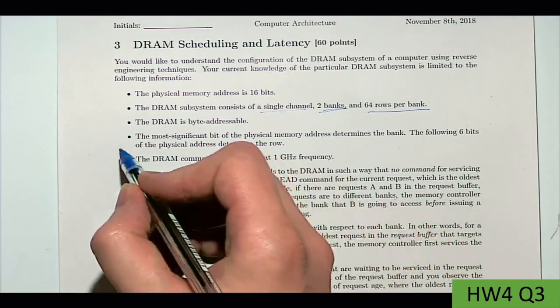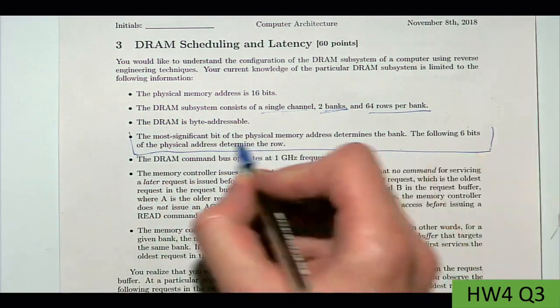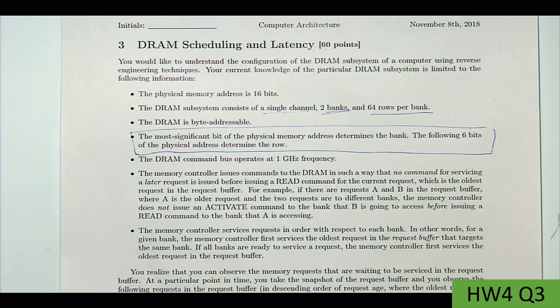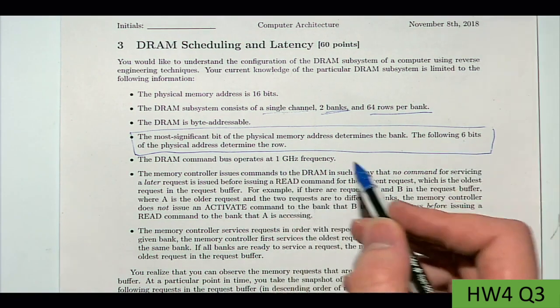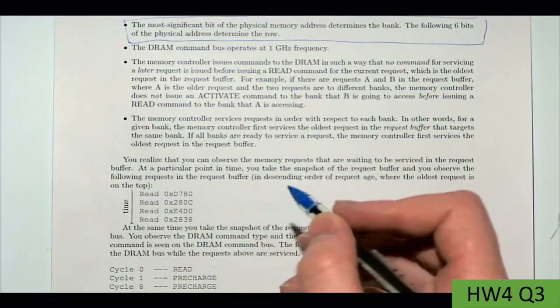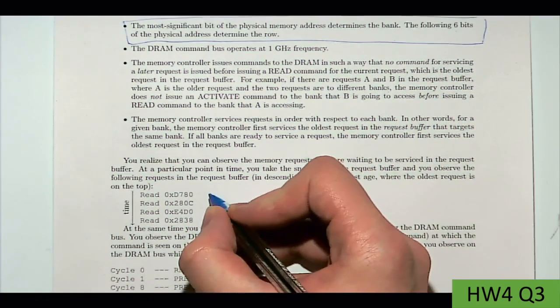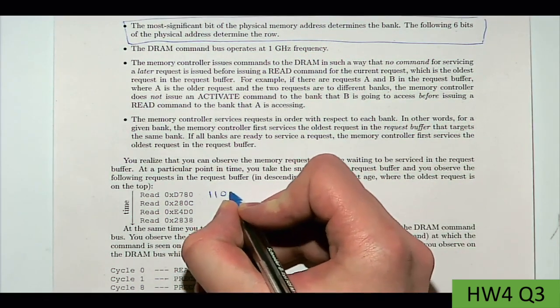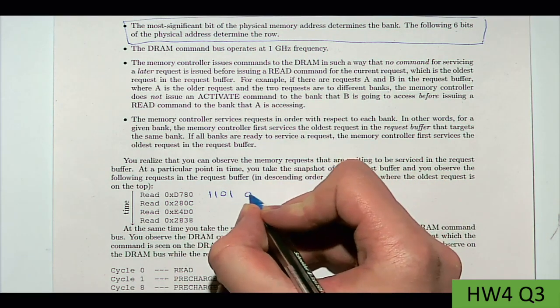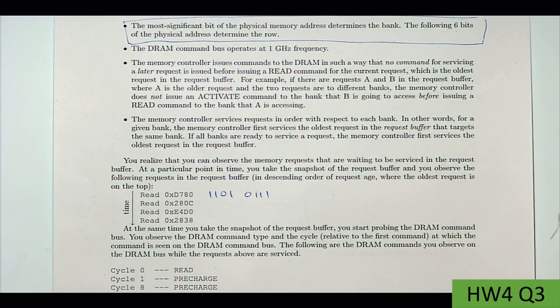And then here we have important information, which is telling us that the most significant bit of the physical address gives us the bank that will service this request. And then the following 6 bits of the physical address determine the row. So if we write this in binary format, we don't have to write all of the bits, because we need only the most significant 7 bits to figure out what is the bank and what is the row, right?